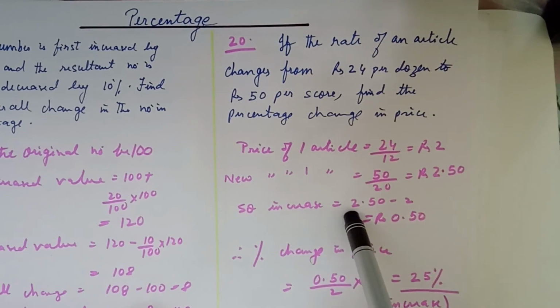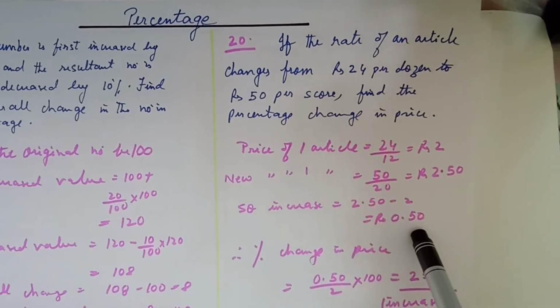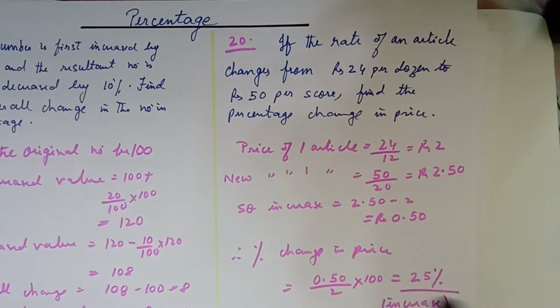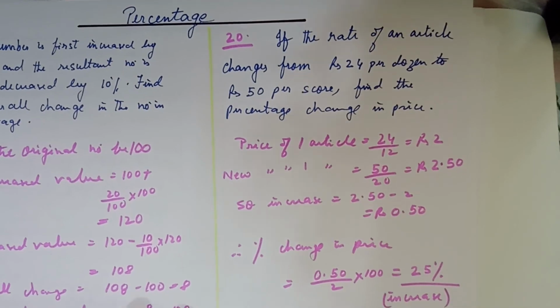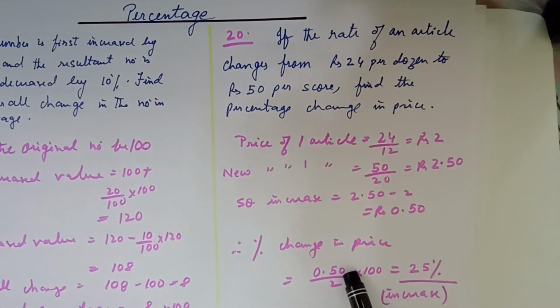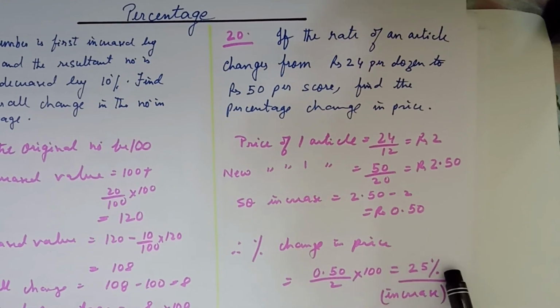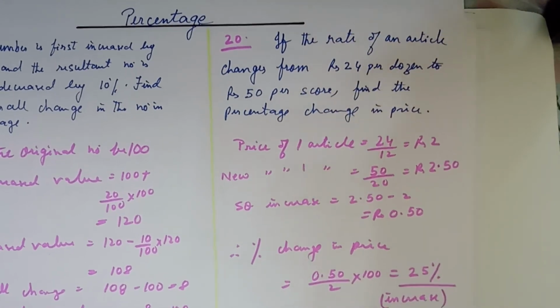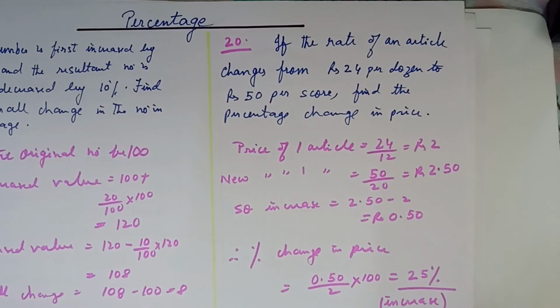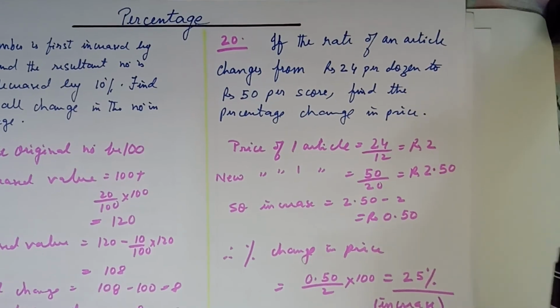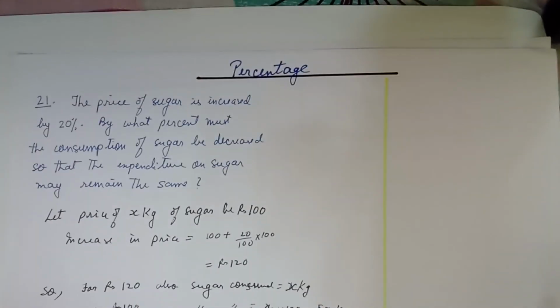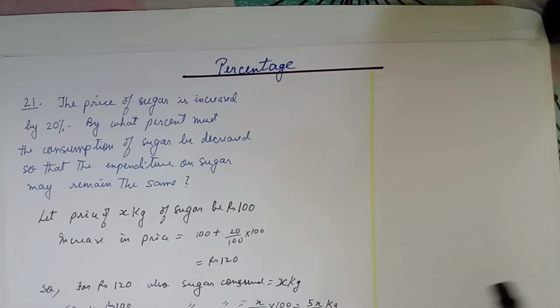How much is the increase, children? 50 paise. How do you find the change percent with the original? 50 paise by 2 rupees into 100. Cancel. 25% increase. The next question.